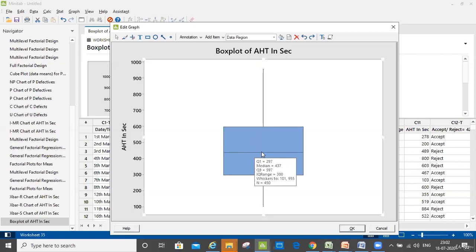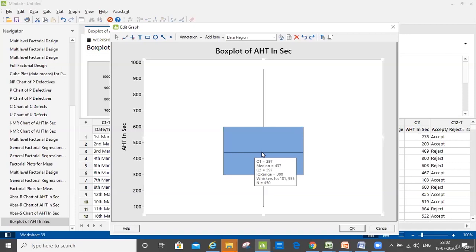Yes. IQR is basically the difference between Q3 and Q1. So Q3 minus Q1 is the IQR. IQR helps you to identify what is the total amount of variance which is there in this particular figure. So 300 is the number which is given here.